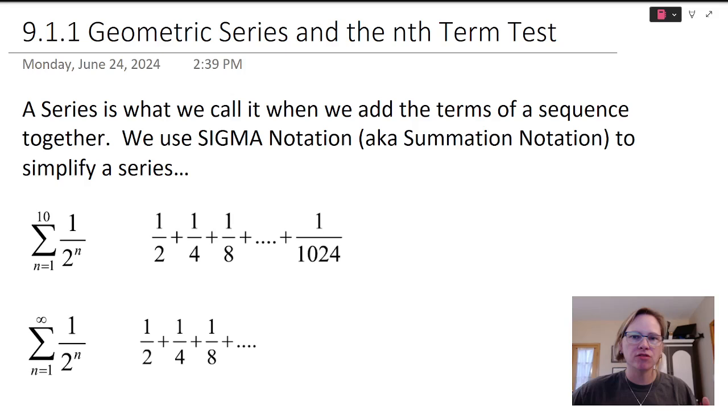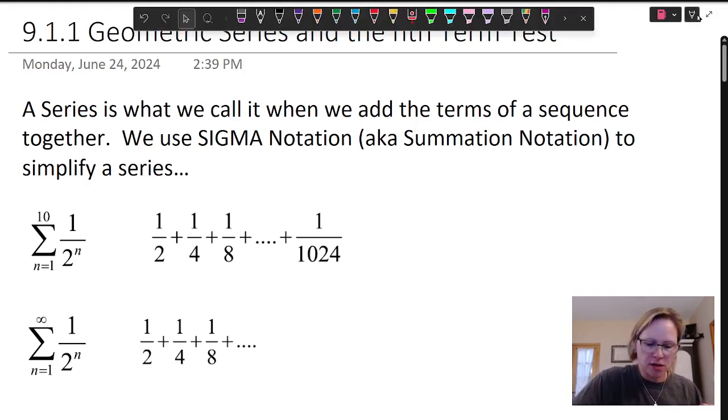So a couple of things. When we talk about a series, it's what we call it when we take the terms of a sequence, which you should hopefully know a little bit about, and we add those numbers together. And we can have basically two types of series. We can have a finite series, which is what we see here in this very first example.